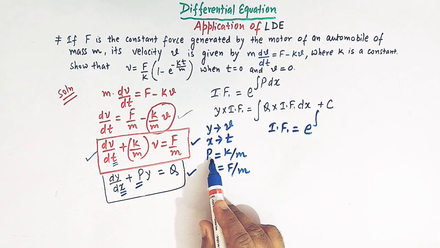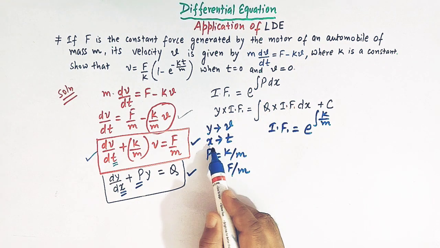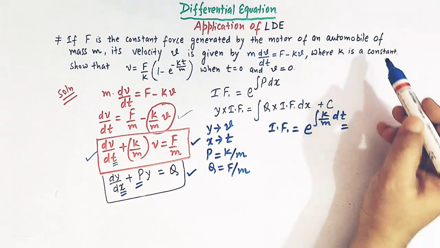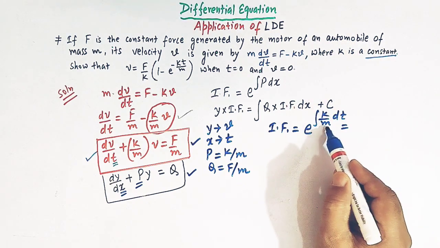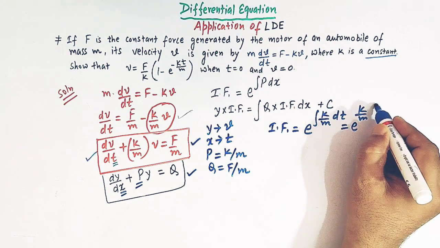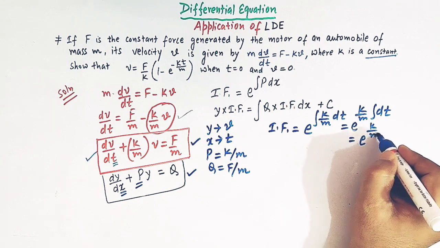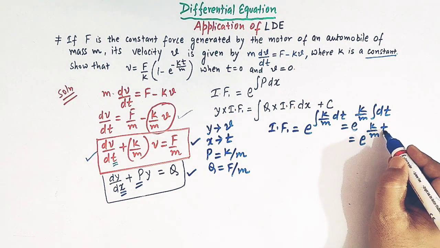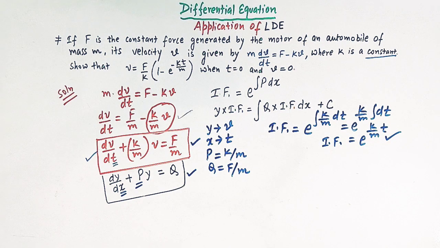Now the integrating factor of this differential equation is given by e raised to integral p dx. Here p is k over m, and for dx we can write dt. Since k is a constant and m is the mass of the automobile, also a constant, we can write e raised to k over m times the integral of dt. This is e raised to k over m t, because the integral of dt is t. So the integrating factor is given by this expression.